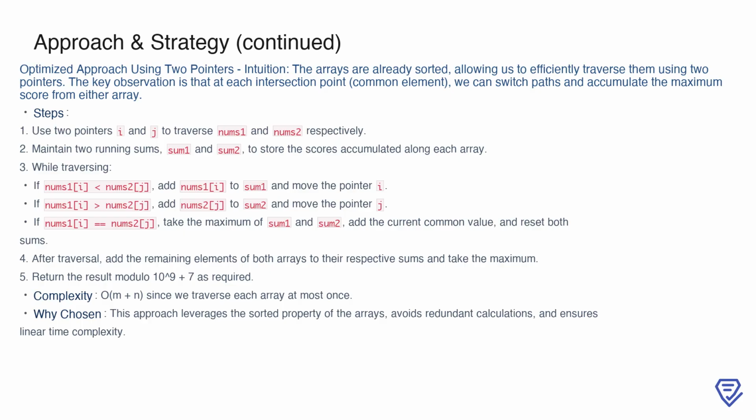reset both sums. After completing the traversal, any remaining elements in either array are added to their respective sums, and the maximum of the two totals is returned. This approach is highly efficient with a time complexity of O(m + n), where m and n are the lengths of the arrays. Its simplicity, reliance on the sorted property, and avoidance of redundant calculations make it an excellent choice for solving this problem.